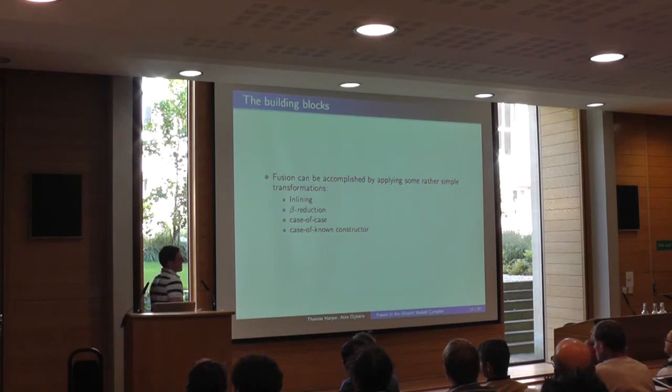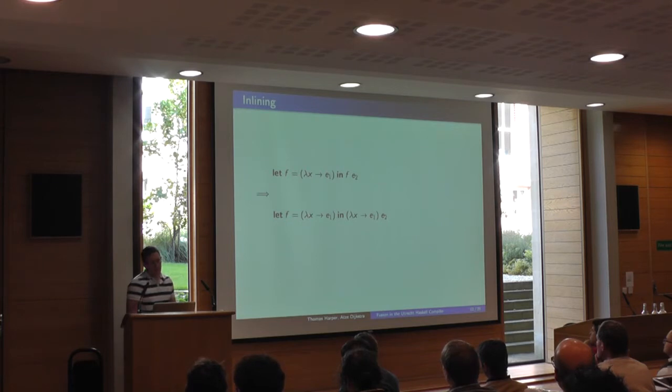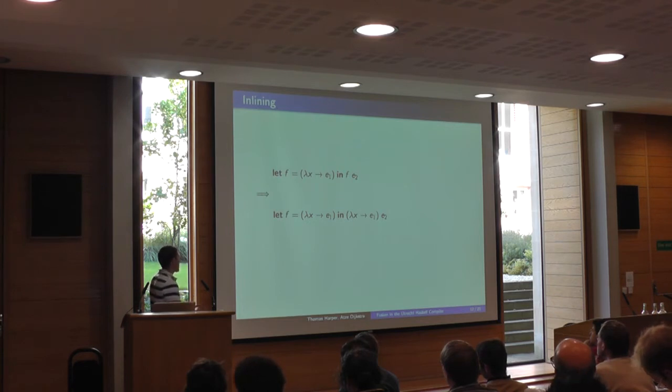So what are these local transformations? Well, there are actually 4 really basic building blocks that accomplish fusion in all of these cases, and they're pretty simple. They're inlining, beta reduction, and 2 perhaps less well-known ones, case of case and case of known constructor. Inlining is hopefully familiar to everyone here, at least in principle. If I have a let bound expression, I can replace the bound variable with the expression itself.